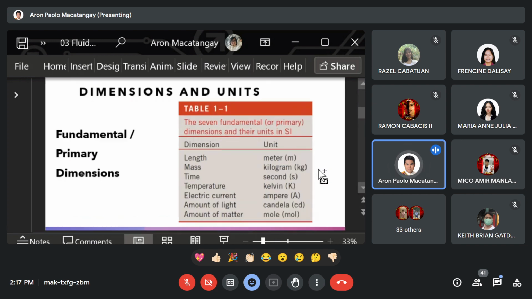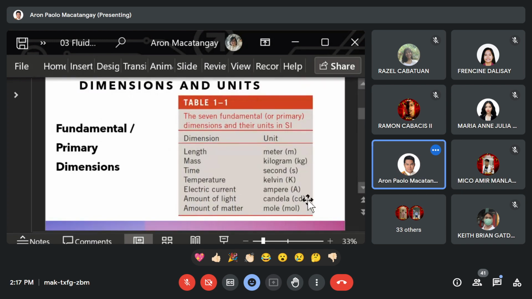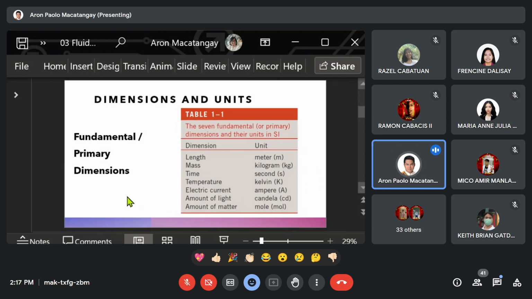For example, for length, you have meter. For mass, kilogram. So kilogram na siya, hindi grams yung standard. For time, it is seconds. Remember, S lang yung acronym niya. I see people using SEC, pero dapat S lang. Temperature is Kelvin. Electric current, you have the ampere. Amount of light, candela. Amount of matter is the mole. Okay, so these are the seven primary dimensions.